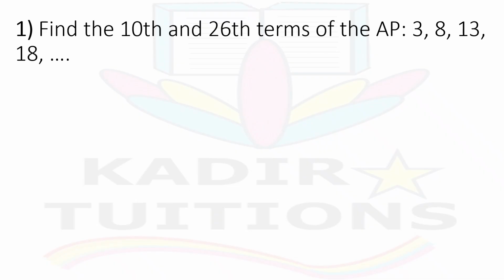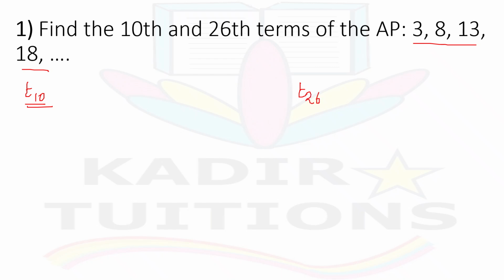So an AP is given, that means an arithmetic progression is given: 3, 8, 13, 18, and we are going to find the 10th term and the 26th term. What is the meaning of that? We are going to find T10. So the 10th term can be specified as T10 and the 26th term can be specified as T26.